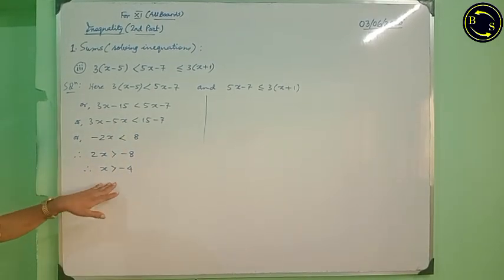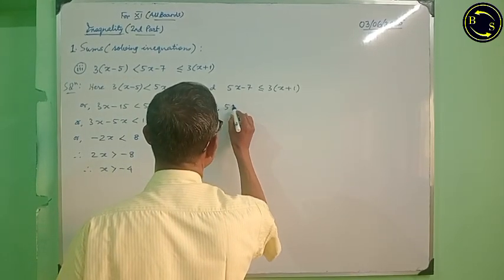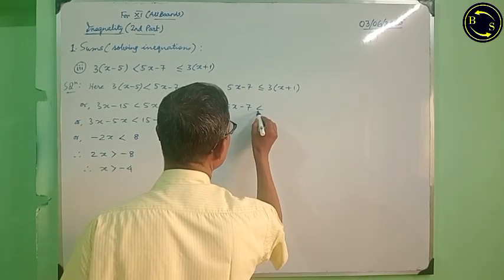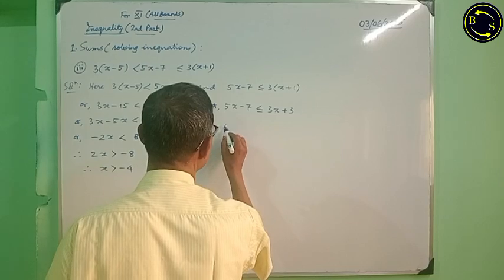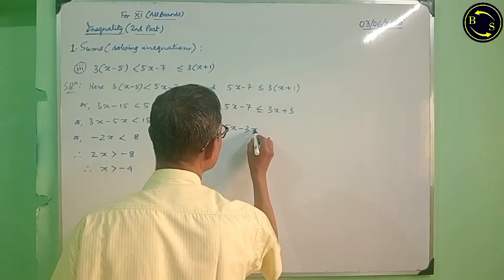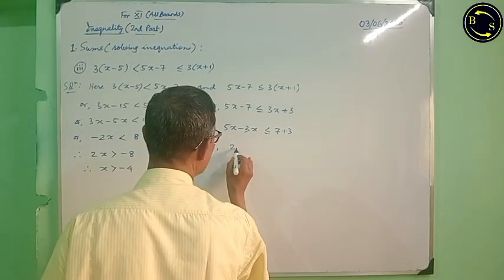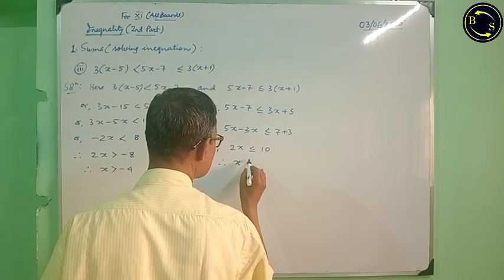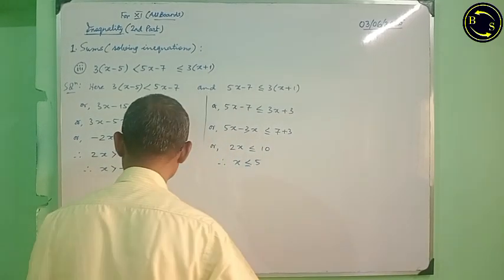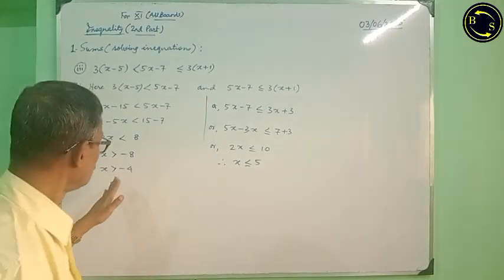From this part, we get this one. Now, from this, 5x minus 7 less than or equal to 3x plus 3, or 5x minus 3x less than or equal to 7 plus 3, or 2x less than or equal to 10. Therefore, x less than or equal to 5. Now, we have to combine these two.